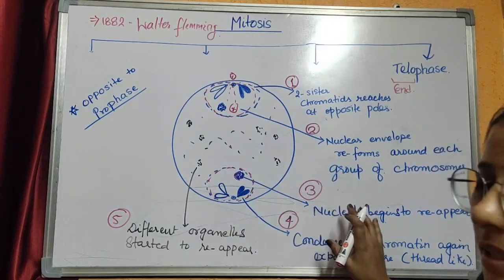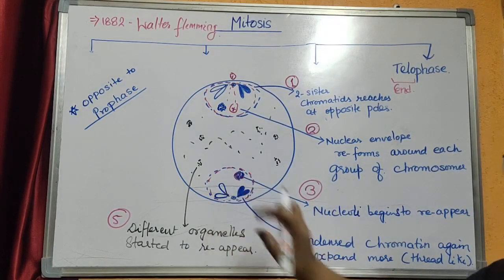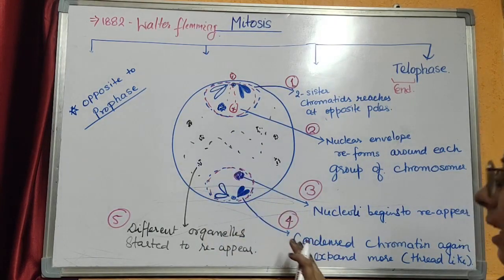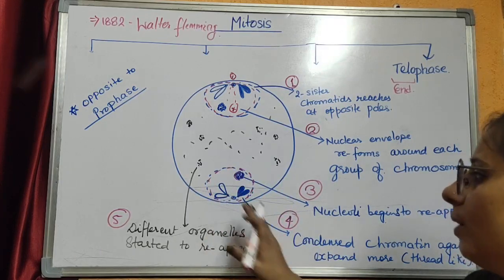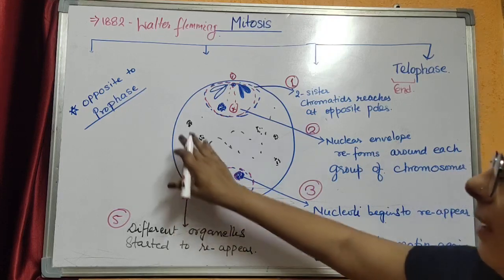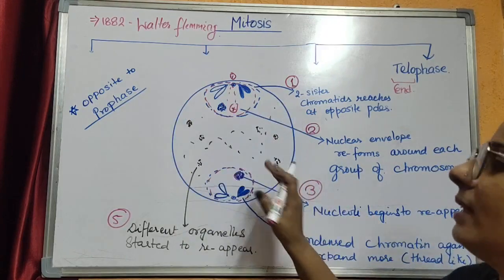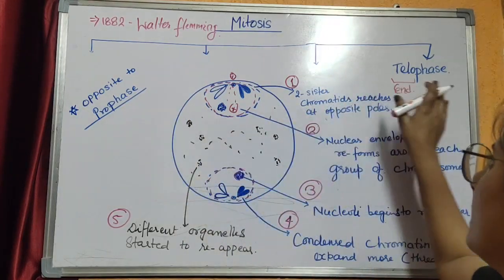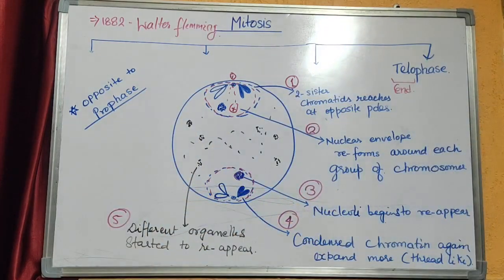The third step is that the nucleoli again reform or begin to reform in the nuclear envelope region. Then the decondensation of the chromosomes occurs and they again form the thread-like structures. Then the cellular organelles start to reappear in the cytoplasmic region of the cell. Thus we can say that telophase is just the opposite of the prophase stage.